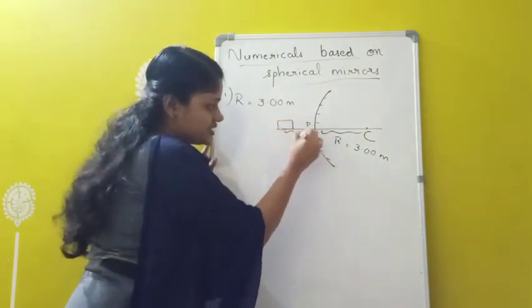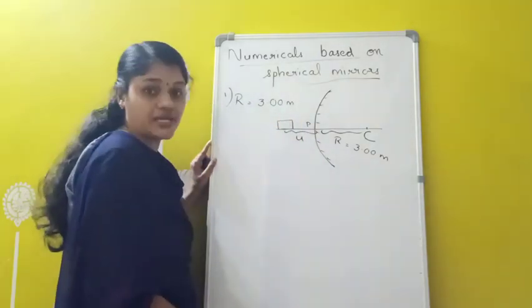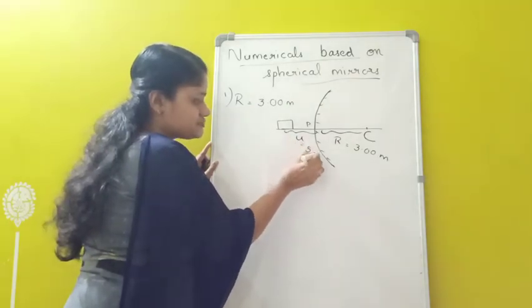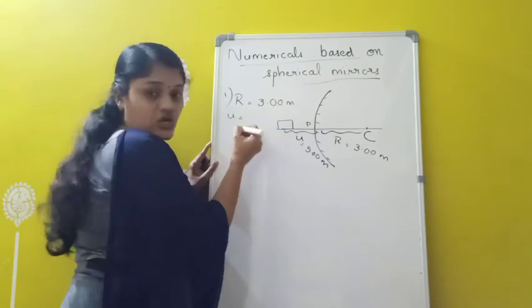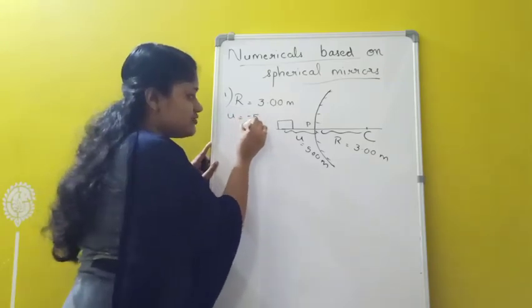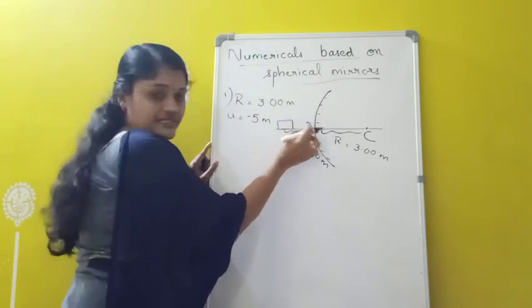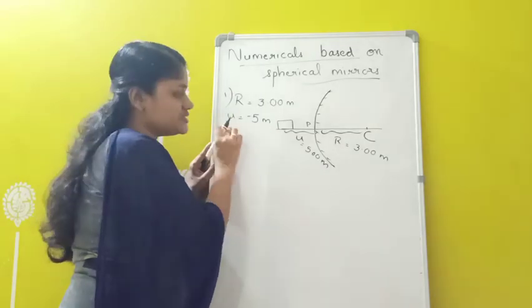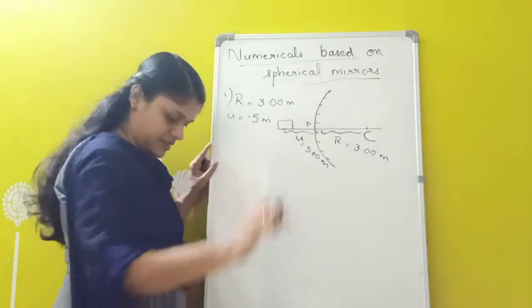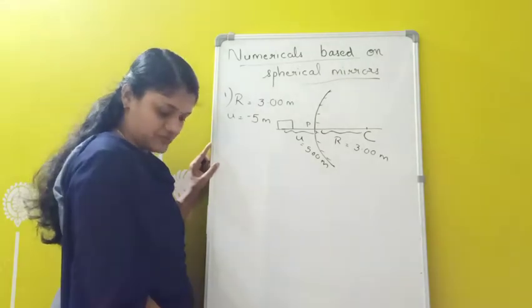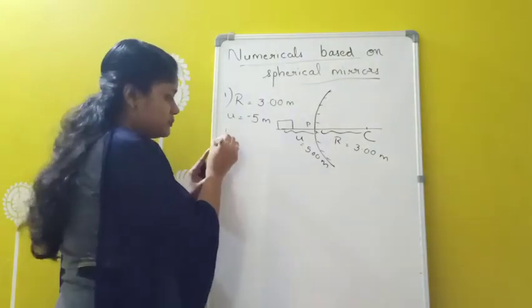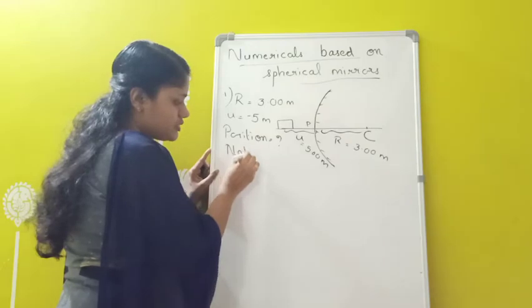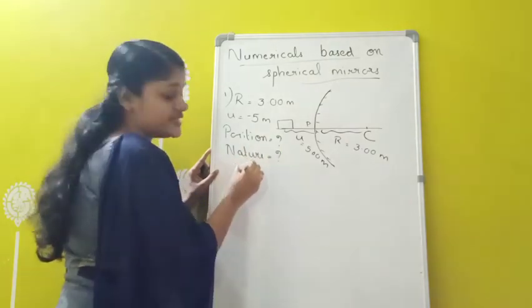And this object distance is taken as U, and U is given as 5 meters. So this bus is at a distance of 5 meters. According to sign convention, we take this U as minus 5 meters. The reason is this object is on the left hand side, so U is always taken as negative. I told you when I taught you about the sign convention, U is always negative. So U equals minus 5 meters. So if the bus is located 5 meters from the mirror, find its position, nature, and size of the image.